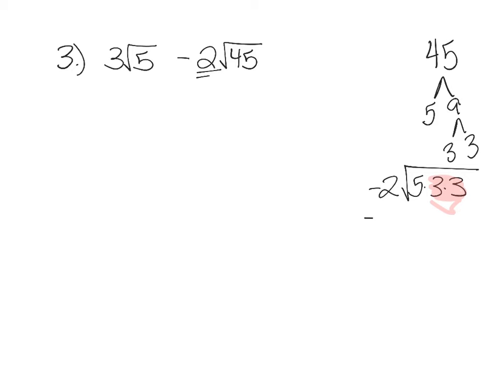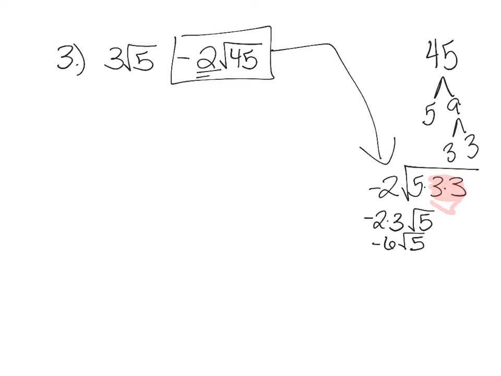So I'm going to have the -2 that's already there times the 3 that's coming out, and then a square root 5, which is staying underneath. So that gives me -6 radical 5. So notice -2 radical 5 is turning into -6 radical 5. So now my problem is 3 radical 5 minus 6 radical 5. Now both of those do have a radical 5, so they are like terms. So I'm going to just subtract 3 minus 6, and that gives me -3, and then radical 5.